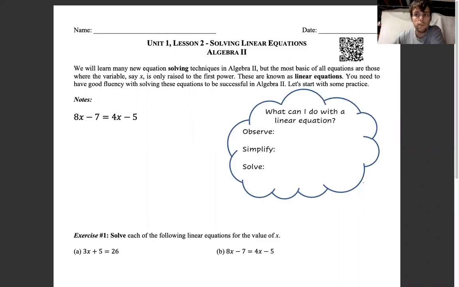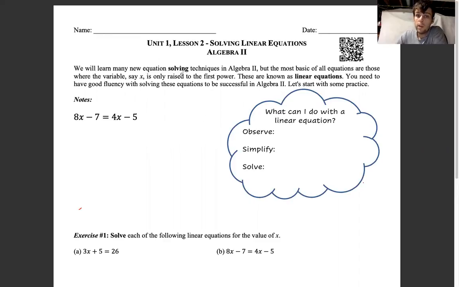All right, guys, so we're going to be starting lesson 2 here for unit 1. We're going to be solving some linear equations. So we're going to talk about general equation solving vocabulary and strategies, along with a couple special types of equations called identities and inconsistent equations. So I'm going to go ahead and read this first section here and then kind of jump into these notes.